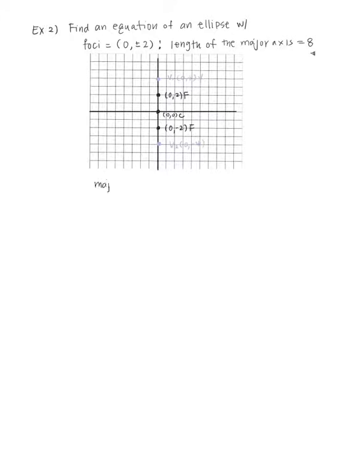So the major axis is parallel to the y-axis. Well, in fact, it is the y-axis. So that implies that we're going to have to use equation number 2, which is (x − h)² over b², plus (y − k)² over a², equals 1. Again, a is always going to be bigger than b for the ellipse.